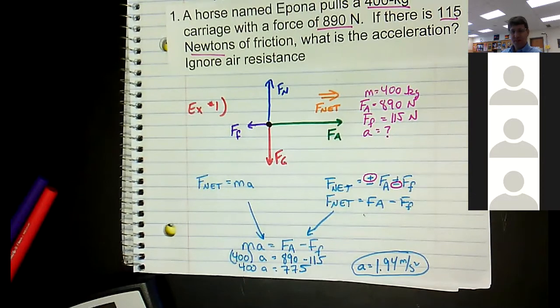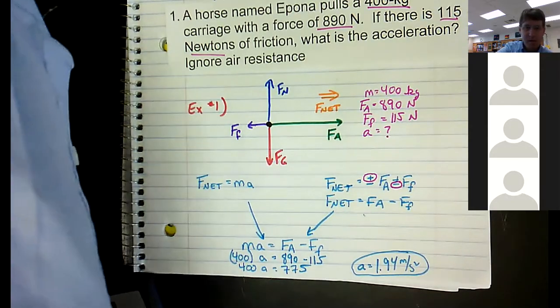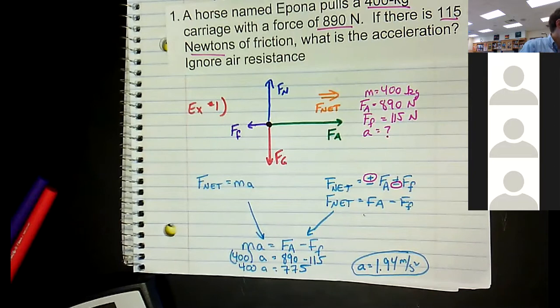Any questions there? This is really no different than anything we've talked about before. It's just putting things together, right? All we did was take the forward force minus the backward force and set it equal to mass times acceleration. All right. Shall we try another one?